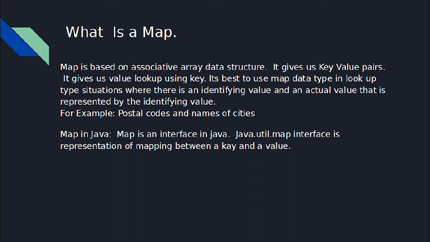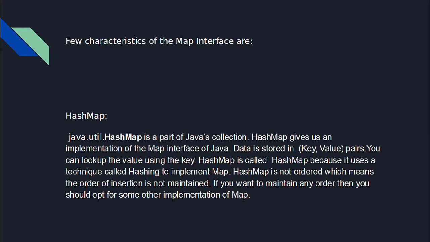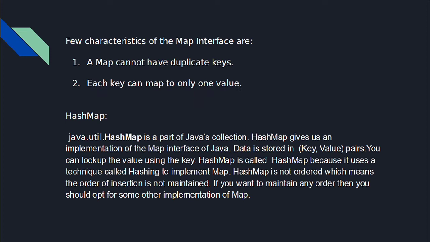That brings us to our next concept, which is what exactly is a map in Java. Map in Java is an interface. It's a part of java.util package. It gives us a way to store data inside an object in key value pair form. There are a set of characteristics that a map must satisfy. First of all, a map cannot have duplicate keys. Secondly, each key can have only one value associated to it. And next, one key is allowed to be null. Only one null key is allowed. You can have any number of null values.